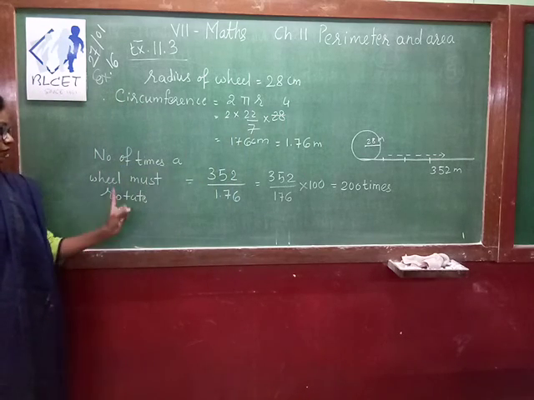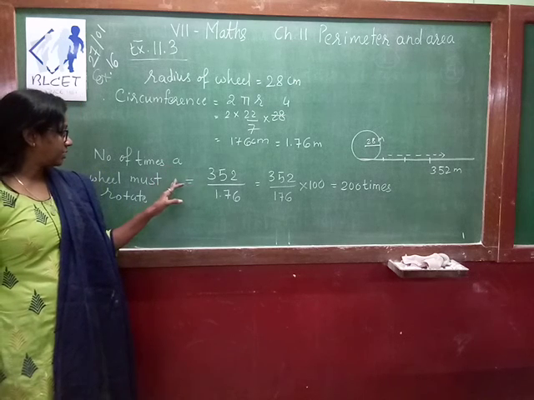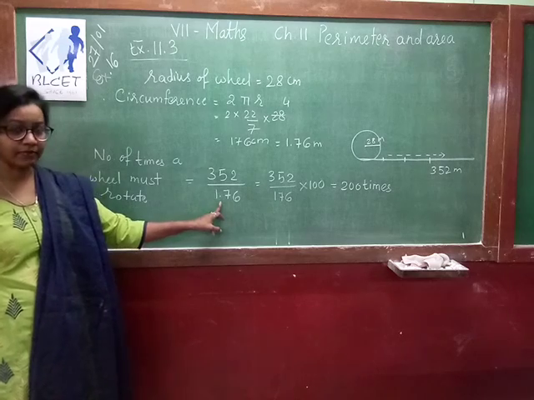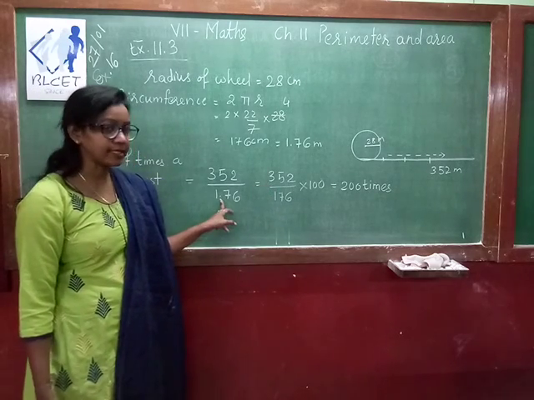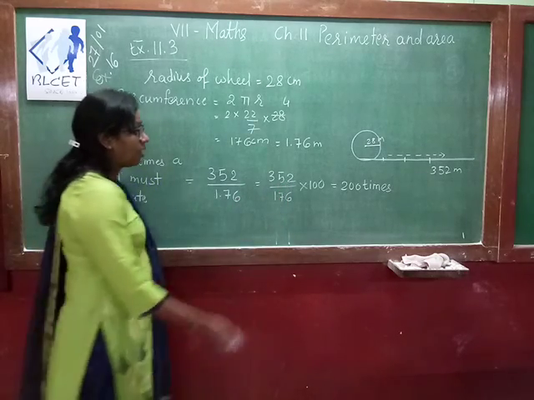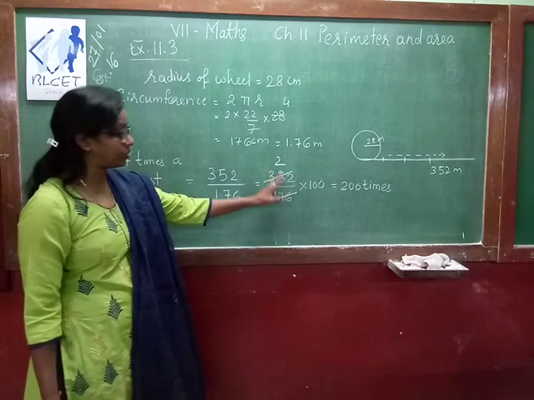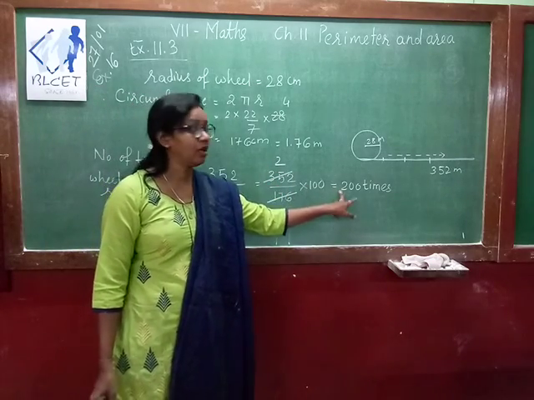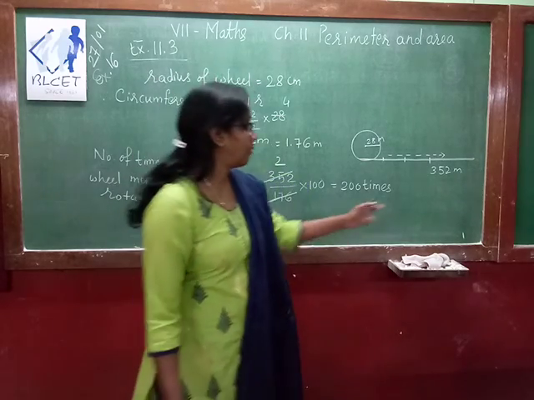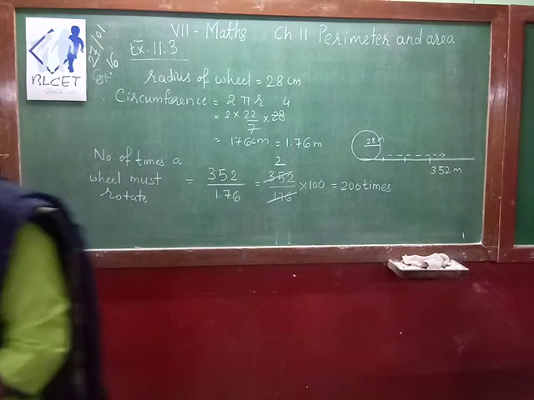Now the number of times the wheel must rotate is equal to, why? Because we have to find the number of times it rotates to cover the 352 meter distance. So 352 divided by 1.76 is equal to, we have to remove the decimal place, so divide by 100, that will go up. So 352 divided by 176 into 100. Do the calculation. 176 2s are 352. So 2 multiplied by 100 will give you 200. So this wheel has to rotate 200 times to cover 352 meter distance. So this is all about your question number 16. Move on to the next question.